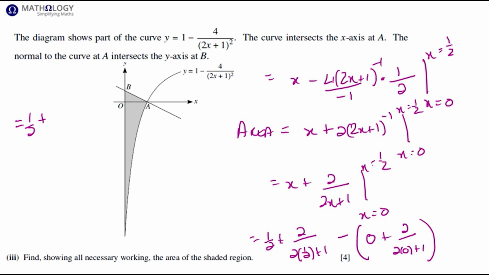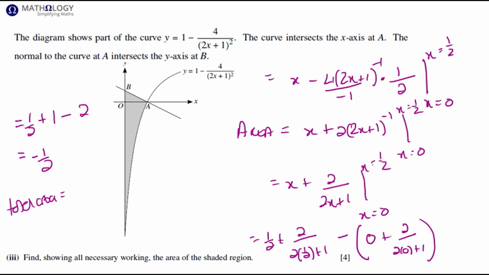And that will equal a half plus, it's going to be 1, minus 2, and that'll be a half minus 1, which is minus a half. Okay, what the minus half means is simply that the curve lies underneath the x-axis, right? So the area will be a half a unit squared.